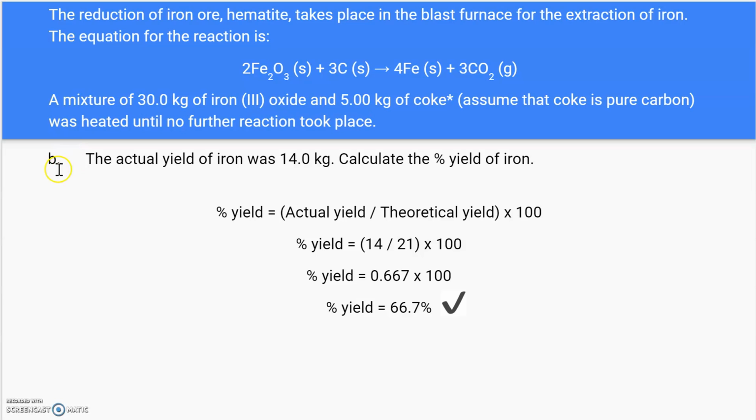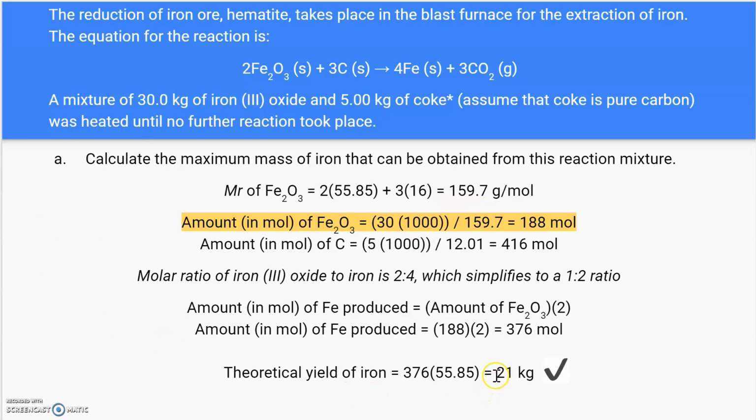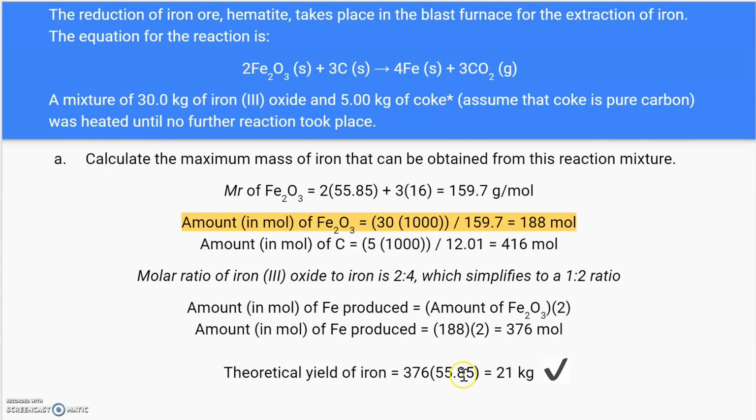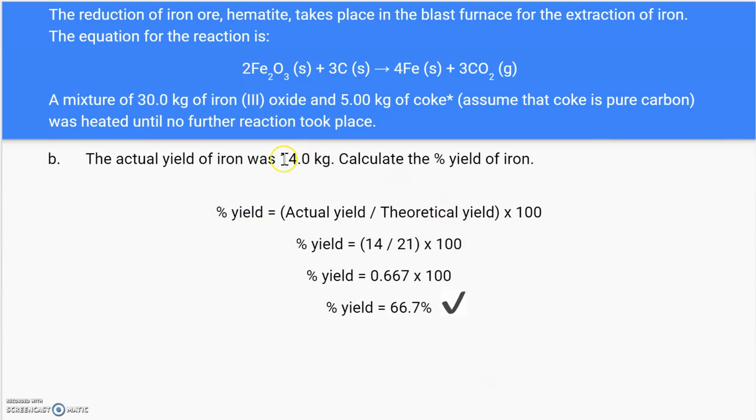Now part B says that if the actual yield of iron was 14 kilograms, what is the percentage yield? Let's remember that the formula for percentage yield is the actual yield divided by the theoretical yield times 100. The theoretical yield in this case would be the amount that we calculated in the previous exercise, as this is the maximum that can be produced with this reaction if there's no heat loss and if there's no other determinant. We have that theoretical yield is 21 kilograms, and the actual yield was 14 kilograms.